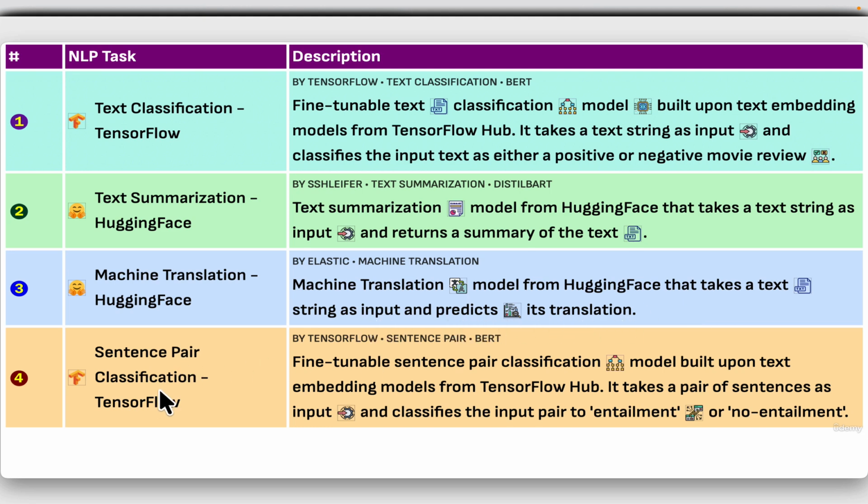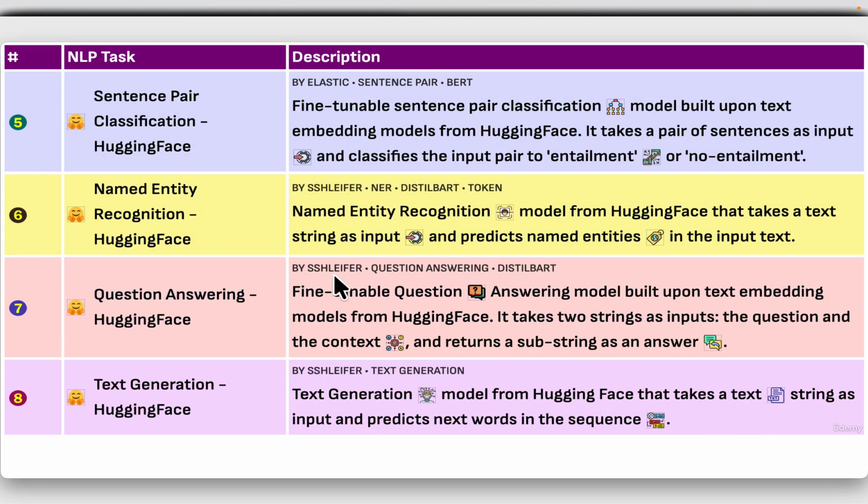And we have sentence pair classification. This will do sentence pair classification from the text embedding models from TensorFlow Hub. It takes a pair of sentences as input and classifies the input pair as entailment or no entailment. Then we have the same thing from Hugging Face. Then we have named entity recognition. This takes a text string as input and predicts the named entities in the input text, like what all objects are there. It could be an object, it could be humans. So it will say what things it has found.